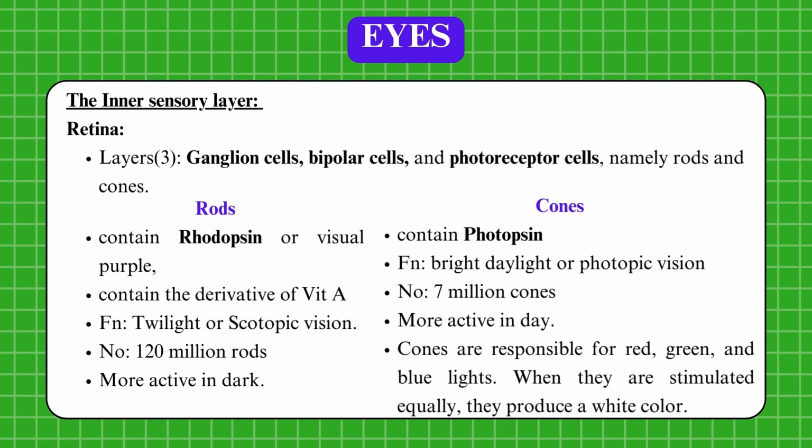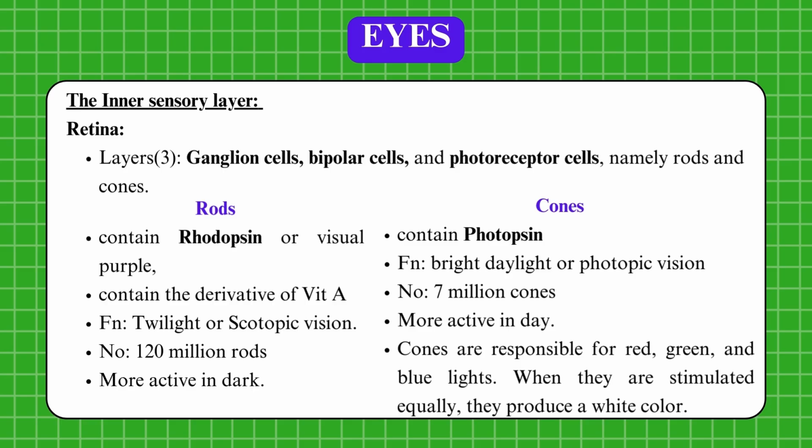The inner sensory layer. Retina. There are three layers of retina, namely ganglion cells, bipolar cells, and photoreceptor cells, namely rods and cones. Rods. Rods contain rhodopsin or visual purple, a derivative of vitamin A. Function. Twilight or scotopic vision. There are 120 million rods present. More active in dark.